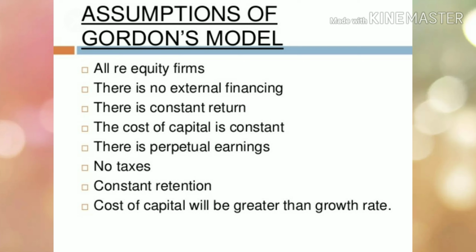Next is the Gordon approach. Here we should only focus on the assumptions and its formula. In Gordon approach, the assumptions are: the firm is an all equity firm, no external financing, the rate of return on the firm's investment R is constant, the retention ratio B is constant, and the growth rate, that is G equal to BR, is also constant. The cost of capital for the firm remains constant and it is greater than the growth rate, that is K greater than BR. The firm has a perpetual life and corporate taxes do not exist.